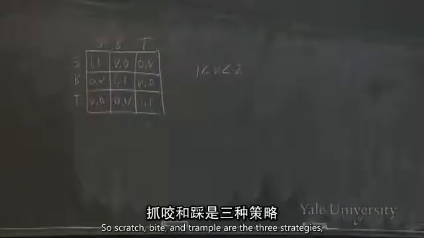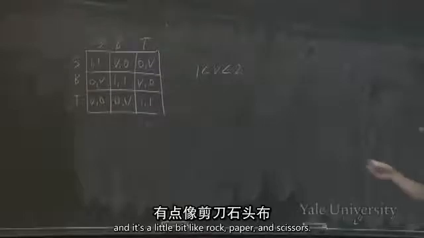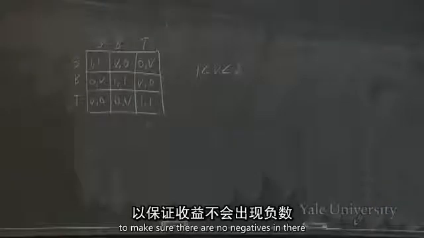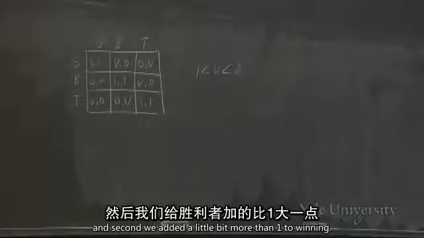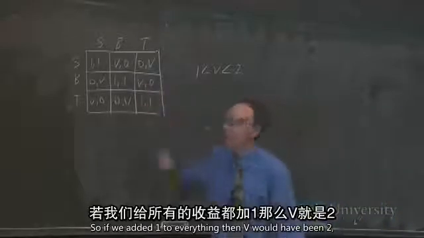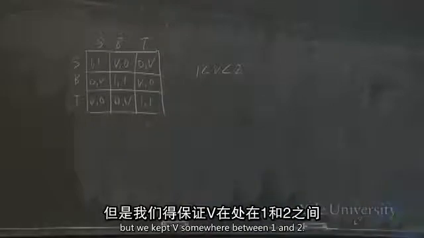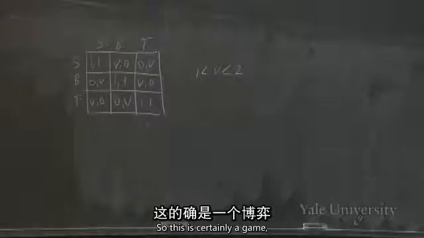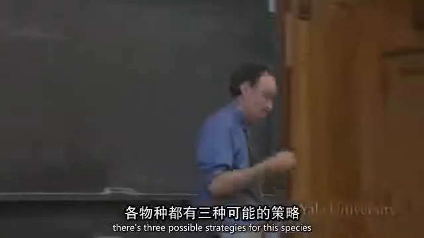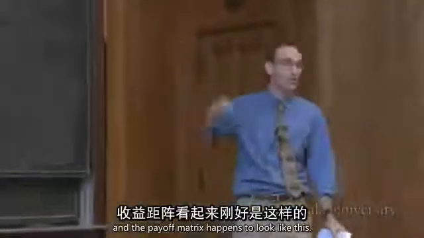All right, so scratch, bite, and trample are the 3 strategies. And it's a little bit like rock, paper, and scissors. How did we change it? First, we added 1 to all the payoffs to make sure there are no negatives in there. And second, we added a little bit less than 1 to winning. So if we had added 1 to everything, then V would have been 2, but we've kept V somewhere between 1 and 2. All right? So this is certainly a game you could imagine in nature. There are 3 possible strategies for this species, and the payoff matrix happens to look like this.